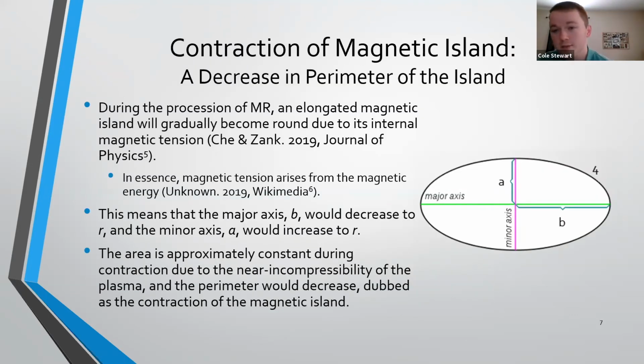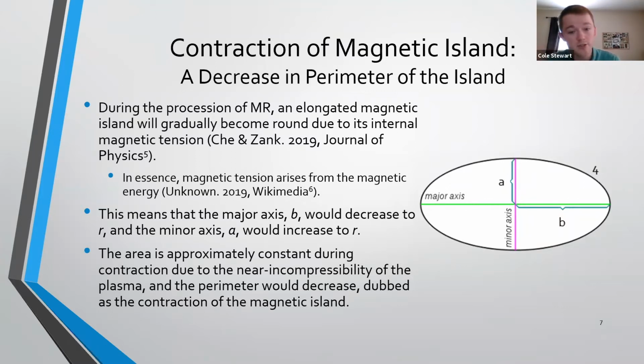So the contraction of the magnetic island is a decrease in the perimeter of the island. During the progression of magnetic reconnection, an elongated magnetic island will gradually become rounder due to its internal magnetic tension. Magnetic tension arises from magnetic pressure, which arises from magnetic energy.